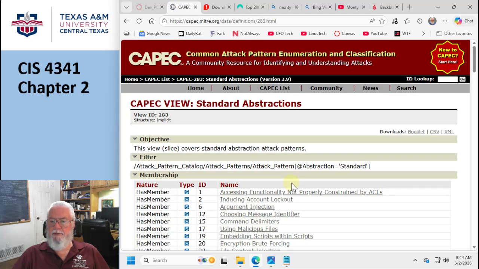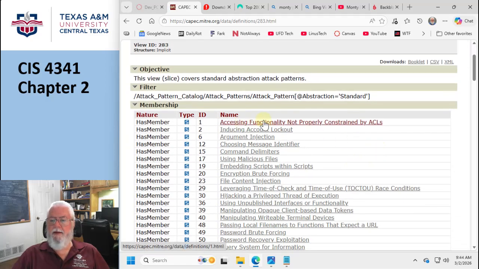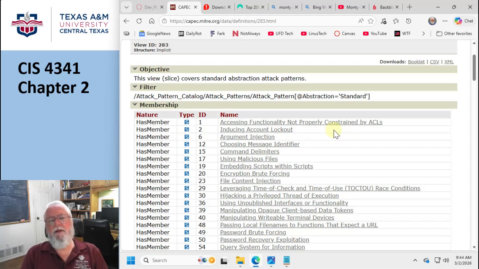So I'm just going to click on one of these guys talking about accessing functionality not constrained and inducing account lockout. I could do that. All I have to do to lock your account out at the university is to put your name in and make a bogus password 3 times and it'll lock out your account. Is that easy to do? Anybody can do it, right? Anyway, so this is just kind of a cool list of threats and capabilities and attack patterns. So you need kind of a classification system to keep up with this thing.